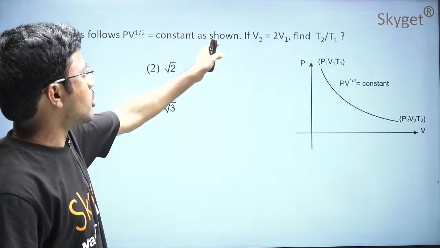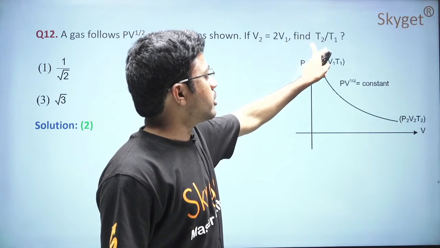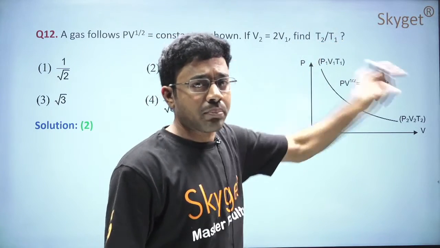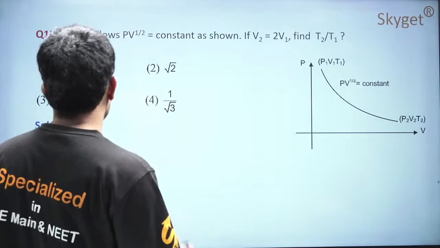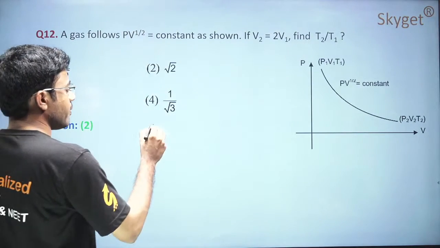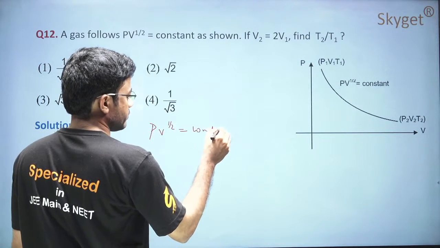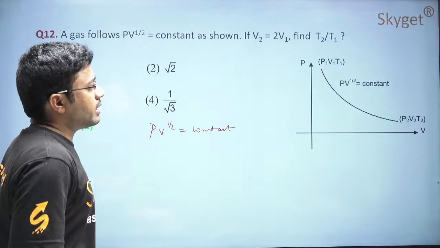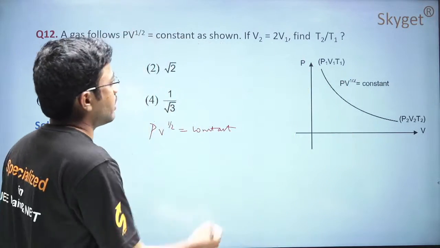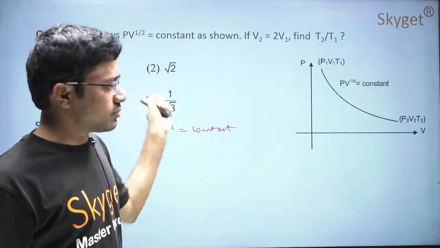that is, P root V is equal to constant, as shown. If V2 is equal to 2V1, then he is asking to find the ratio T2 by T1, that is, the ratio of the temperatures. So first let us write what he has given in the question itself. He has given PV power 1 by 2 is equal to constant. But here this curve is varying with respect to P, V and T itself. As he is asking the ratio of the temperature, you have to write this in terms of the temperature.